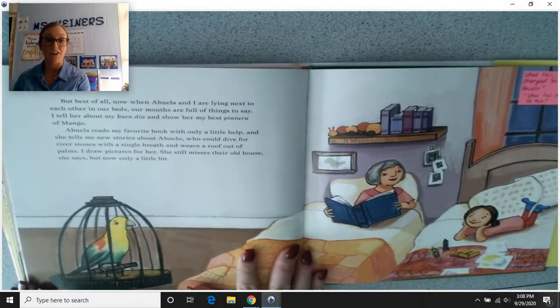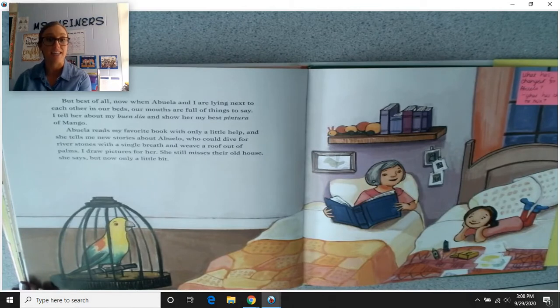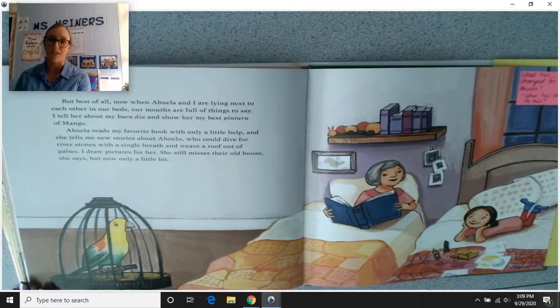But best of all, now, when Abuela and I are lying next to each other in our beds, our mouths are full of things to say. I tell her about my buen dia and show her my best pintura of Mango. Abuela reads my favorite book with only a little help, and she tells me new stories about Abuelo, who could dive for river stones with a single breath and weave a roof out of palms. I draw pictures for her. She still misses their old house, she says, but now only a little bit.